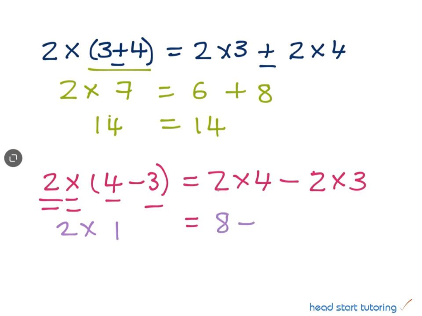2 times 4 is equal to 8, minus 2 times 3 is equal to 6. 2 multiplied by 1 is equal to 2, and 8 minus 6 is also equal to 2. So as you can see, the distributive law also applies when we are subtracting. So the distributive law applies to addition, and the distributive law applies to subtraction.